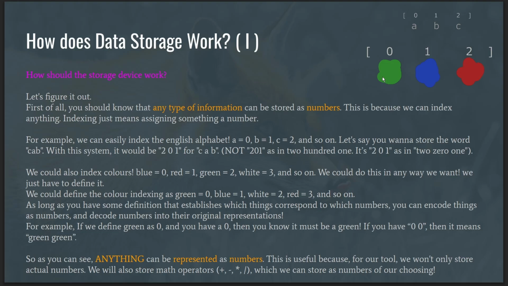If you have 0, 0, then it means green, green. So as you can see, anything can be represented as numbers. This is useful because for our tool, we won't only store actual numbers, we will also store math operators, which we can store as numbers of our choosing.